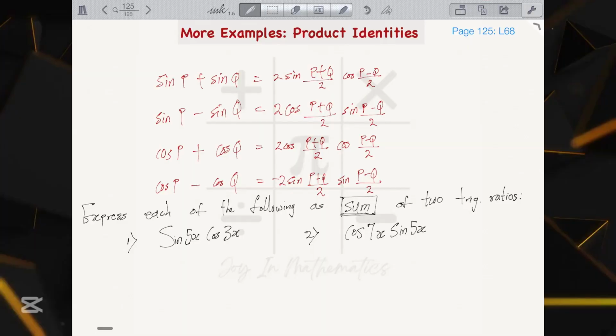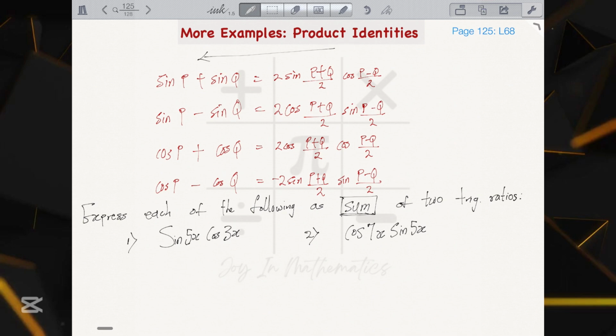In our previous lesson video, we learned about examples on product identities, where we applied these four principles of sin P plus sin Q, sin P minus sin Q, cos P plus cos Q, and cos P minus cos Q. In the last lesson video, we learned how to move from the sum expression to the product. Now, in this lesson video, we want to learn how to move from the product to the sum.